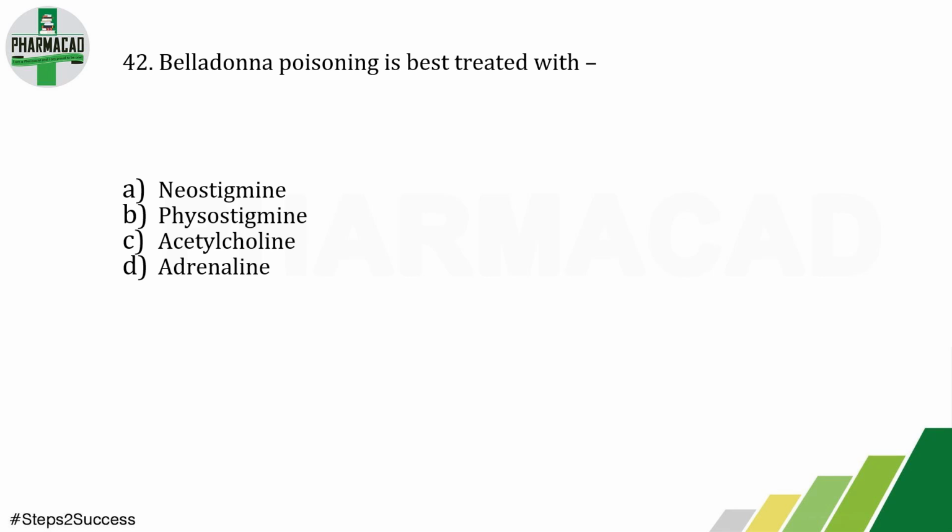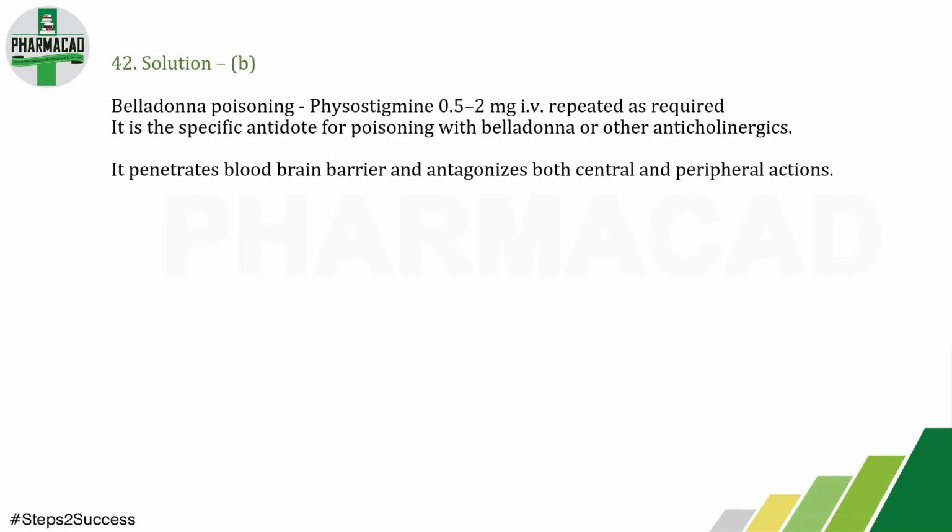Next question, belladonna poisoning is best treated with. The options include neostigmine, physostigmine, acetylcholine or adrenaline. So in belladonna poisoning, physostigmine of 0.5 to 2 milligram IV dose is given as required. It is the specific antidote for poisoning with belladonna or other anticholinergics. Hence the correct option is B, that is physostigmine, and it penetrates the blood-brain barrier and antagonizes both central as well as peripheral actions. Hence at the time of belladonna poisoning we need to give physostigmine.